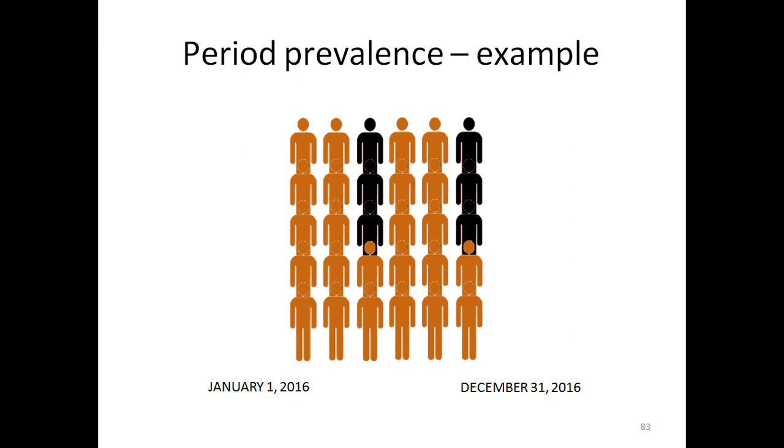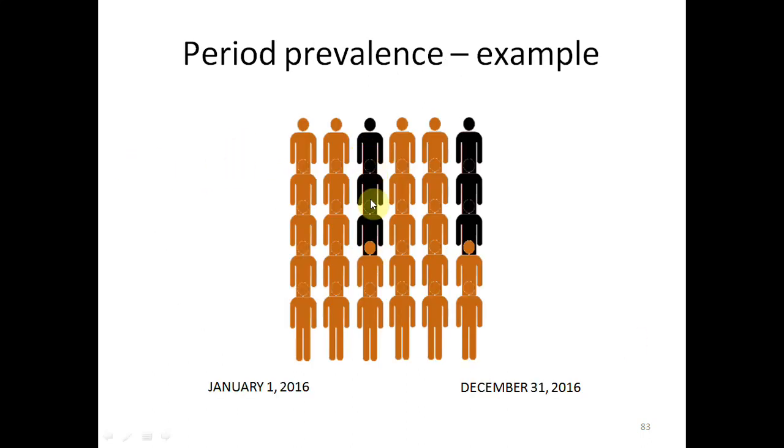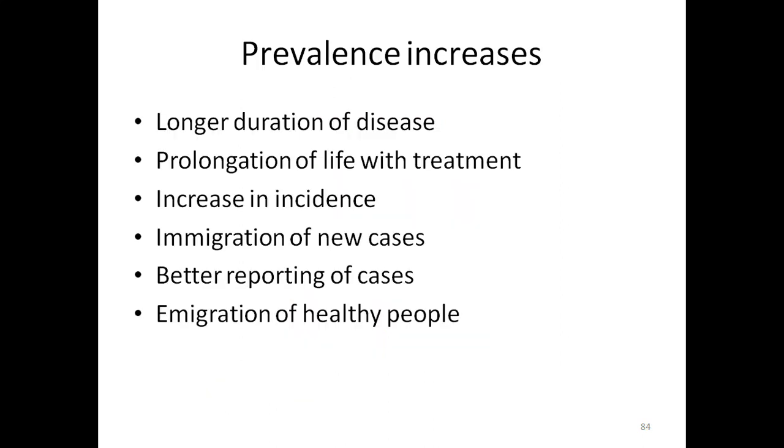This is prevalence, and it will be a percentage, whether it is point prevalence or period prevalence. Prevalence increases if the duration of disease is longer, like in cancer patients with a longer natural history, so in a chronic disease the prevalence will increase. If the treatment is prolonged, it will increase. It also increases when new cases come from outside, and if healthy people go from the city to outside, the denominator will go down, so the prevalence will increase.